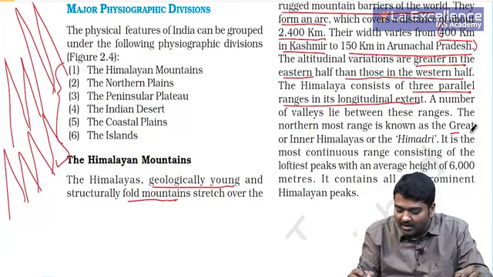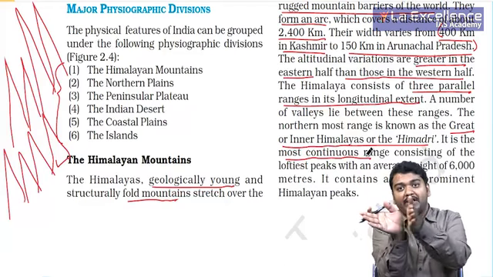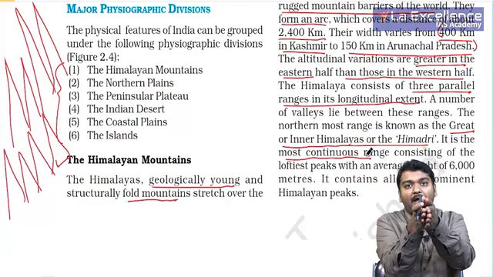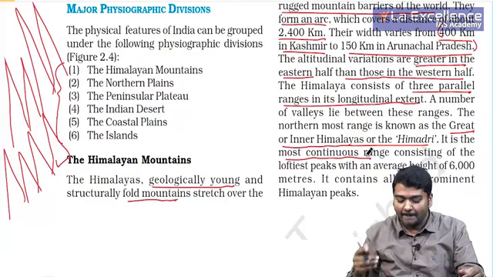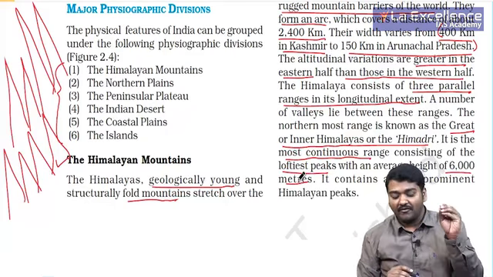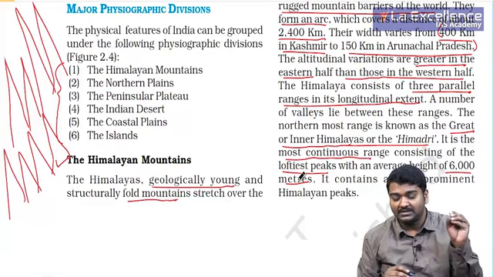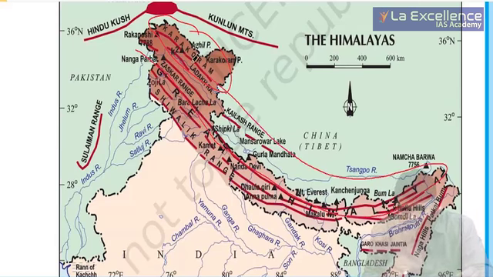First is actually called the Great or Inner Himalayas, or the Himadri. It is the most continuous range because, as I told you, there was first the Trans-Himalayas and then a complete merge. When the complete merge took place, continuous mountain ranges were present, and they are the loftiest, with an average height of 6,000 meters, where most of the prominent Himalayan mountains are present. You can see the Karakoram mountain ranges. This is what I talked about, the Trans-Himalayan mountain ranges. Can you see here the Greater Himalayas which are continuously present?